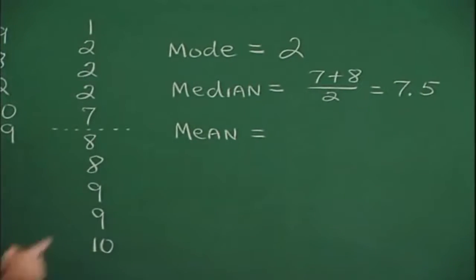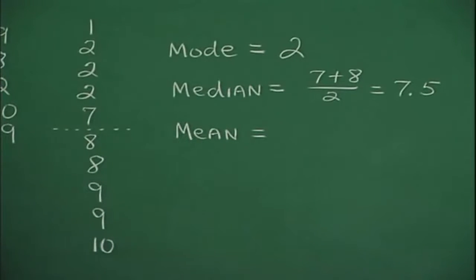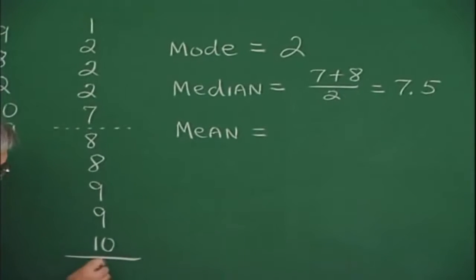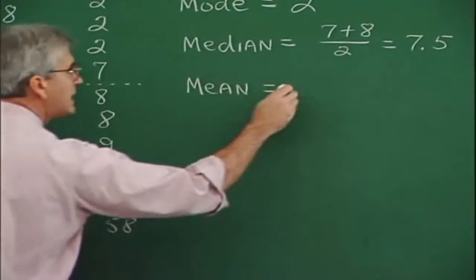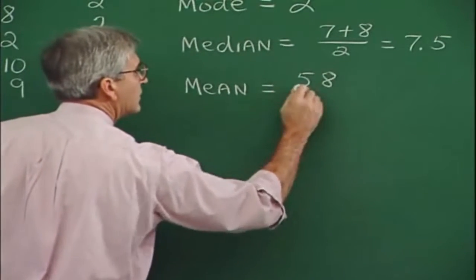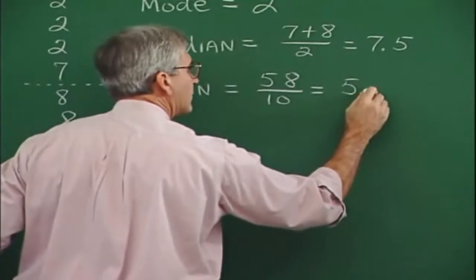Okay. Now, for the mean, it's the sum of all of the data entries divided by the number of data entries. When we add these, we would get 58. And there are 10 items, so to find the mean, it's 58 divided by 10, or 5.8.